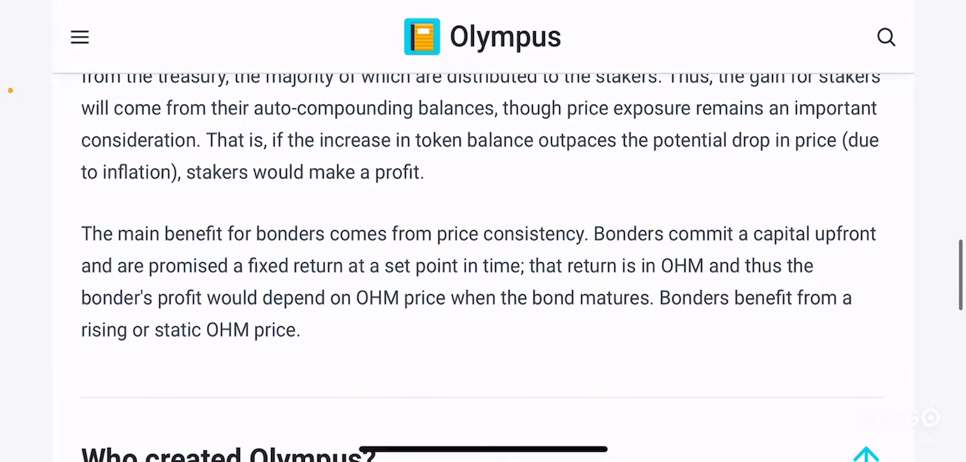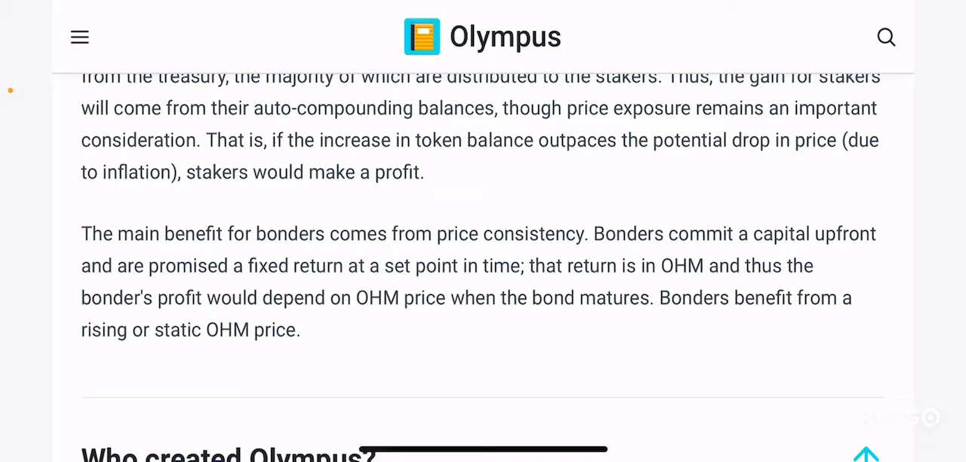And that is, if the increase in token balance outpaces the potential drop in price due to inflation, stakers would make a profit. So again, this point is quite important to understand in my opinion. So if the increase in token balance outpaces the potential drop in price, so again, if you are staking your token and the token price goes down, but you're continuously receiving inflationary rewards, even though the token price is going down, since you're continuously getting more and more tokens through the auto compounding factor, you will still make a profit.